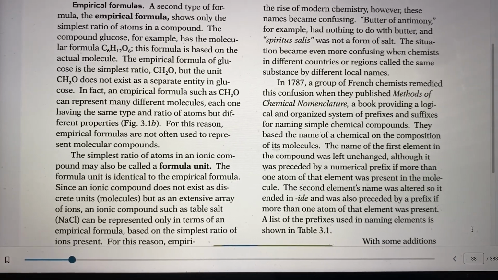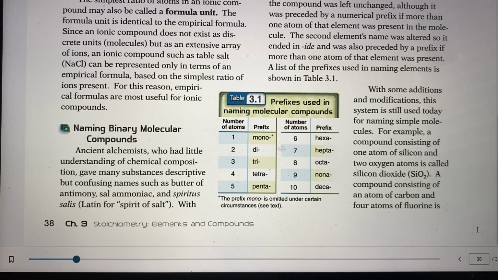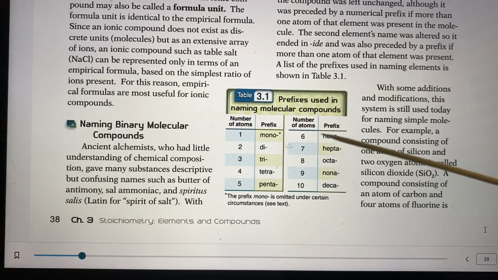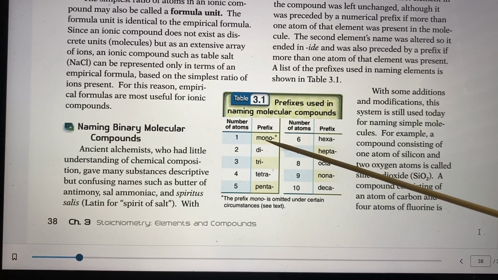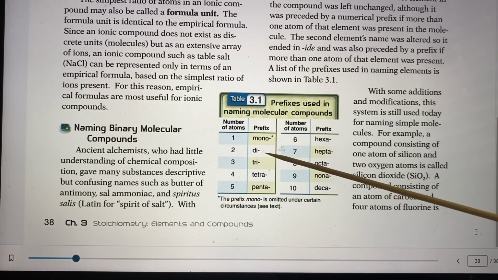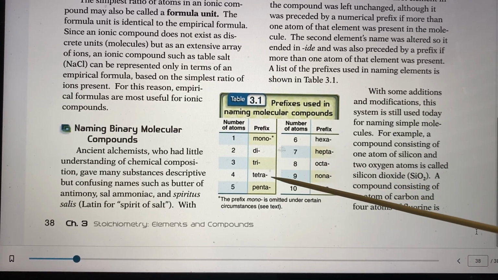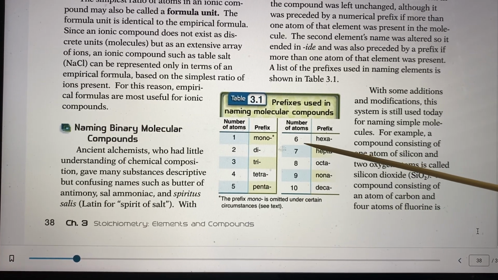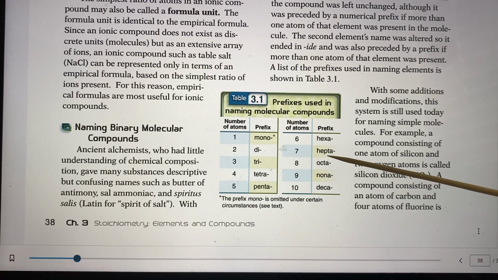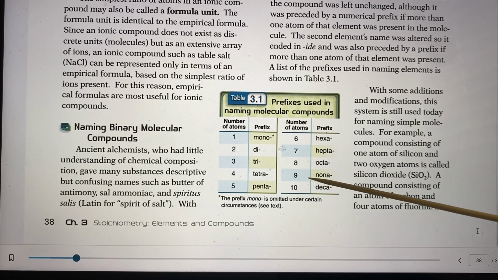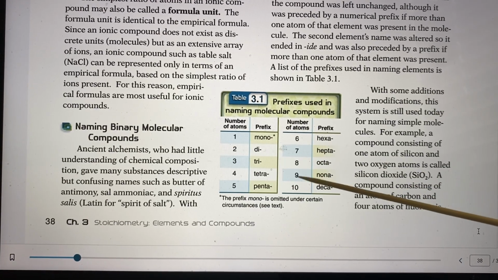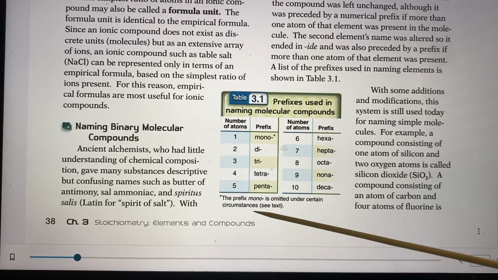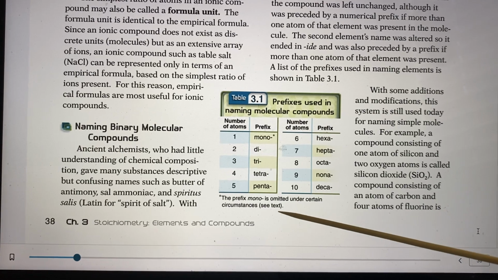So the way we do this, we look here. First of all, you need to know this table. Mono, what's that mean? Mono means 1. Di means 2. Tri, 3. Tetra, 4. Penta, 5. 6 is hexa. 7 is hepta. 8 is octa. 9 is nona. That's one we don't use that much, huh? And then deca.